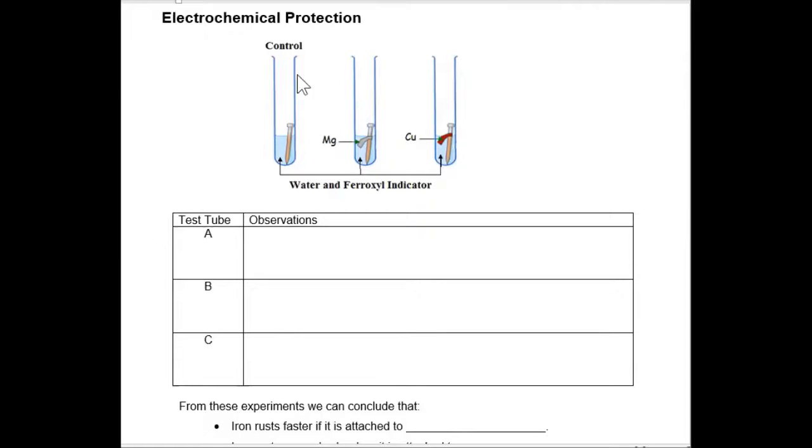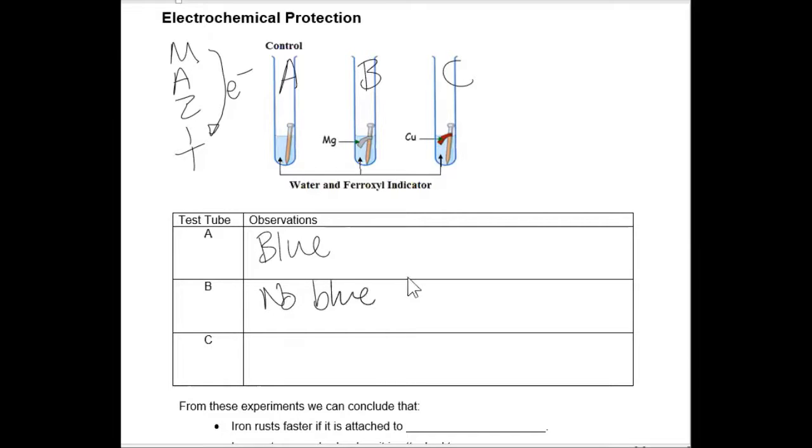So here we've got test tubes, and these haven't been labelled. This should be test tube A, that should be test tube B, and that should be test tube C. In test tube A, we've just got a normal nail and water and peroxyl indicator, so it's going to turn blue, isn't it? But this one, we've got it wrapped in magnesium, so we've got our more reactive metal. The magnesium is going to give electrons to the iron. So the iron cannot lose electrons, so the iron cannot undergo corrosion. The iron cannot rust. So therefore, no blue colour can be seen.